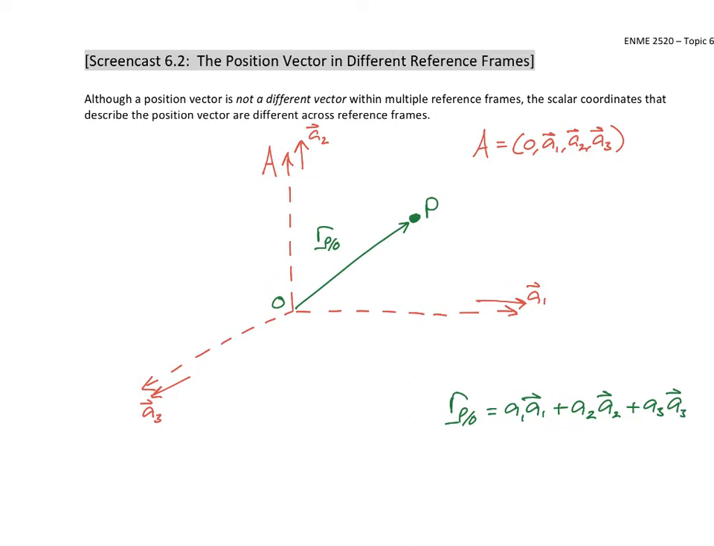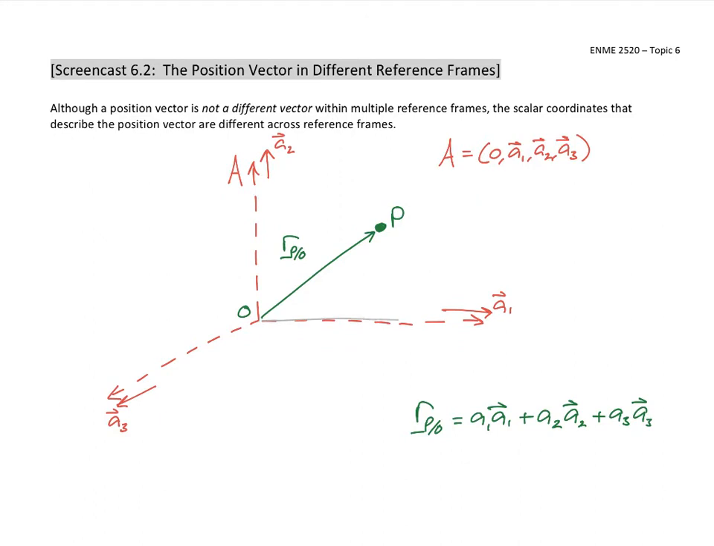Each of those scalars is the distance that you would travel in the A1, A2, and A3 directions. And you can see also that each of these combinations of magnitude and direction makes up a vector itself. And so we would have a distance A1 in the A1 direction, a distance A2 in the A2 direction, and a distance A3 in the A3 direction that define the position vector R of P with respect to O.